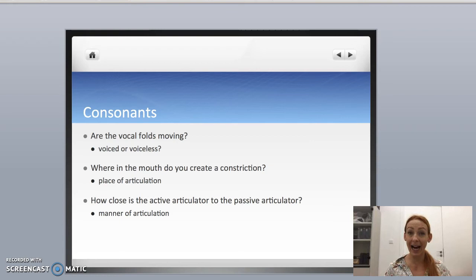When you say k, you can feel the back of your tongue touching your soft palate. And that tells us that the place of articulation of k is velar.